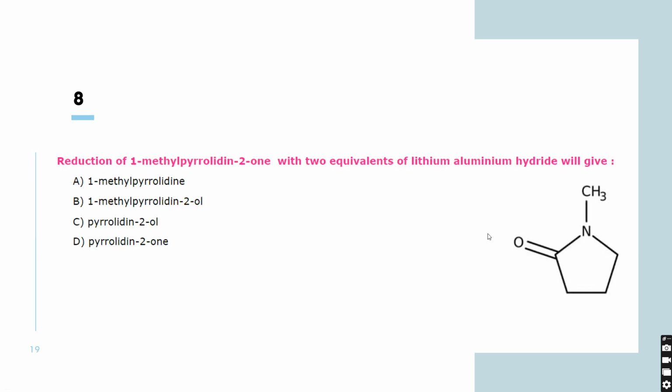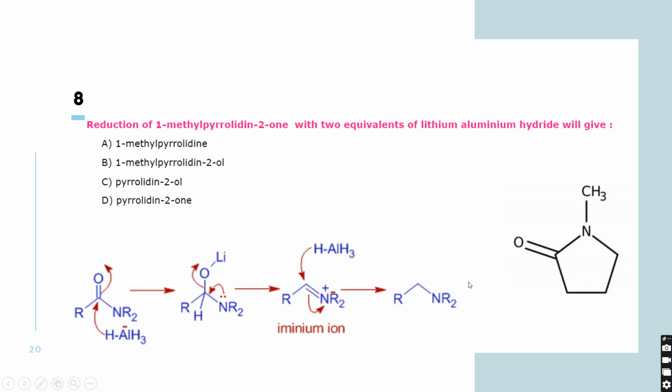Again, we solved this question where we treated 1-methyl pyrrolidine 2-one with 2 equivalents of lithium aluminum hydride. You have to remember here we are using 2 equivalents of lithium aluminum hydride, so you cannot stop at this hydroxy functionality product. You have to react it further to get this iminium ion, which will react with the second lithium aluminum hydride, and it will give you this tertiary amine as your major product, and option A we were getting as the major product.